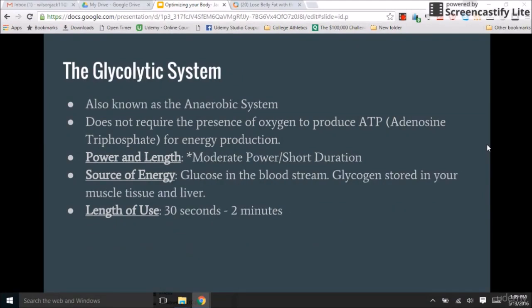Then there's your glycolytic system, which is known as your anaerobic system. This system does not require the presence of oxygen to produce ATP for energy production. Now, the thing you need to know about the glycolytic system is that it delivers a moderate amount of power over a short duration of time, not as brief as the phosphagen system. It's a little longer. This is the in-between system between your phosphagen system and your aerobic system. The source of energy for this one is glucose in your bloodstream and glycogen stored in your muscle tissue and liver. And the length of use of the glycolytic system is usually between 30 seconds to 2 minutes. So you can see it's a little longer than the phosphagen system.